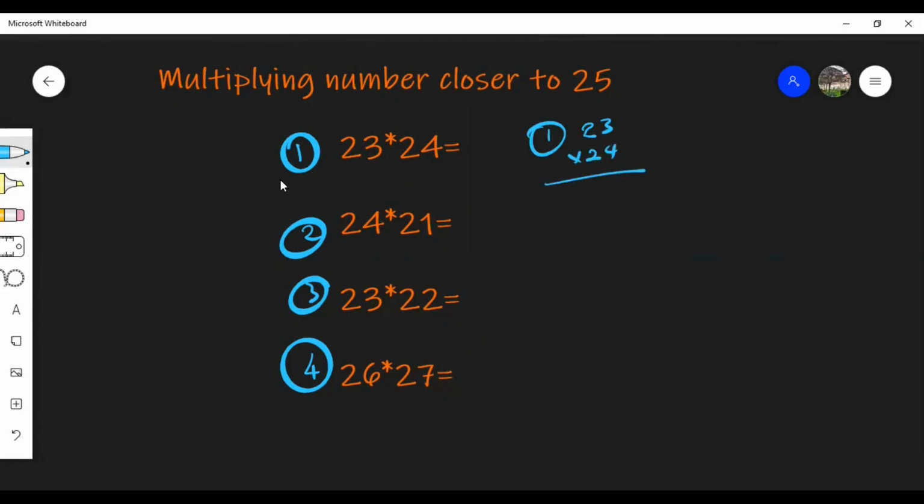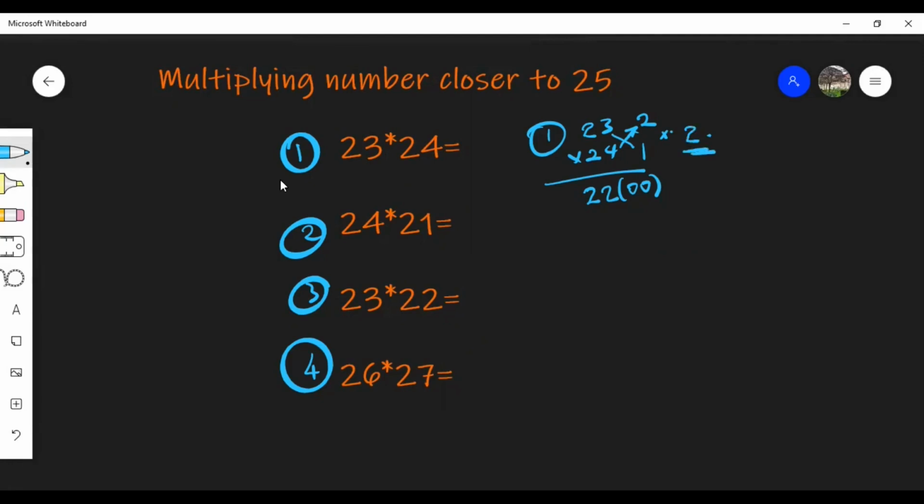Again, the most important thing is to know the difference between 25 and 23, and 25 and 24. So this one is 2, and this is 1. If you look, any diagonal you take, you will still get the same answer. So if you take 23 minus 1 or 24 minus 2, you still get the same. So the difference here is then 22, and of course this is in hundreds. Then you would later add the product of 2 and 1, which is actually 2.